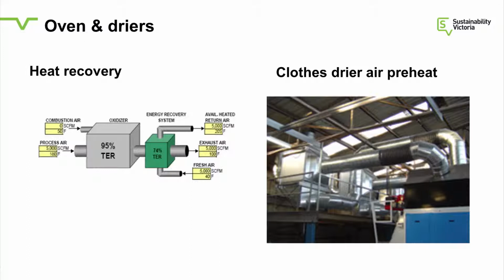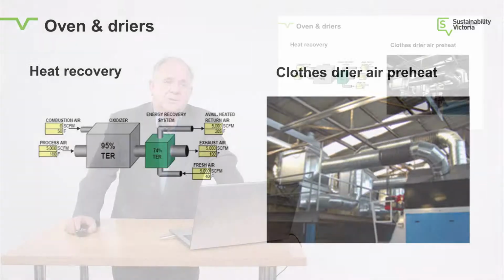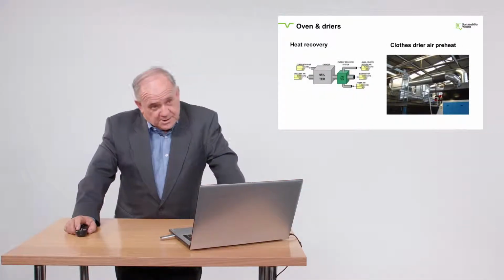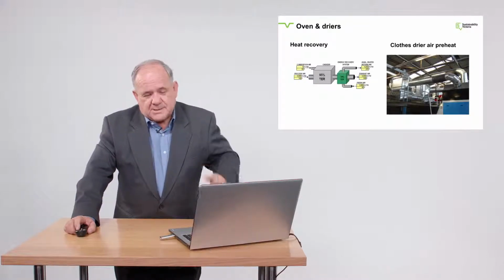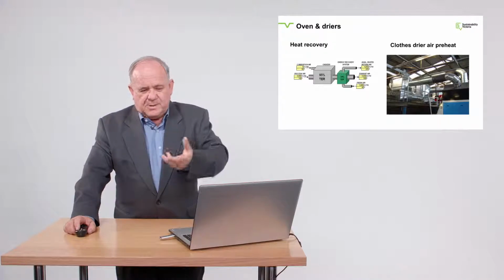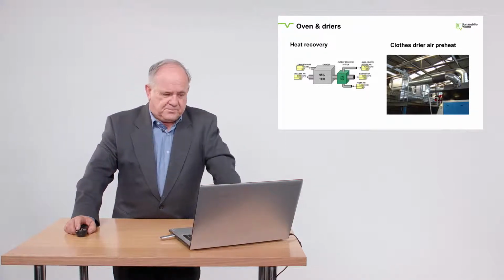Some people go to the next stage of actually putting an air-to-air heat exchanger on the exhaust so that you've still got exhaust air going out. It goes through a heat exchanger, and through the other side of that heat exchanger, you're preheating the air that goes into the dryer. So that's the next stage in recovery for clothes dryers. Humidity, then heat recovery.